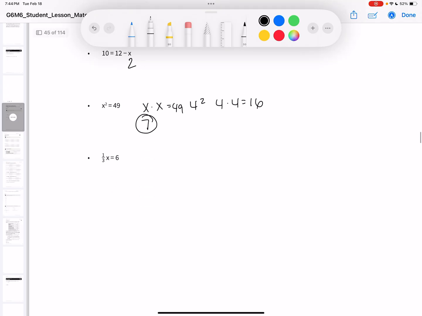And then here, this is 1/3 times x equals 6. So I can do the opposite operation. So that's dividing by 1/3, dividing by 1/3 on this side as well. So I know 6 divided by 1/3 is keep, change, flip. So I would do 6 times 3, which is 18. So x has to equal 18.